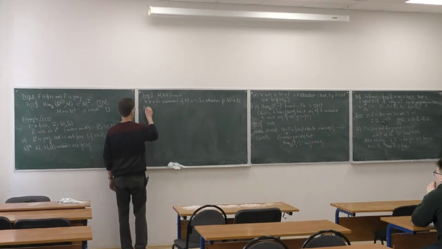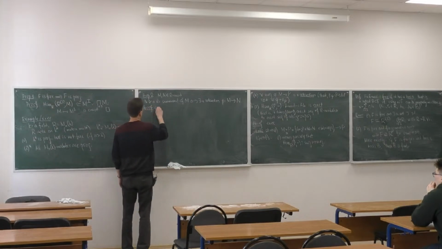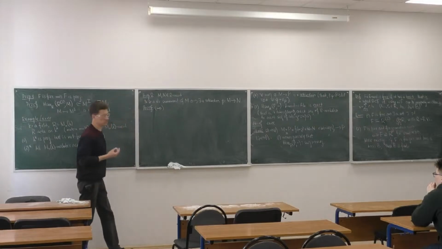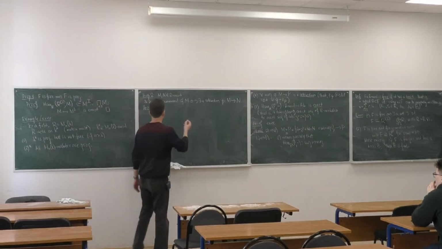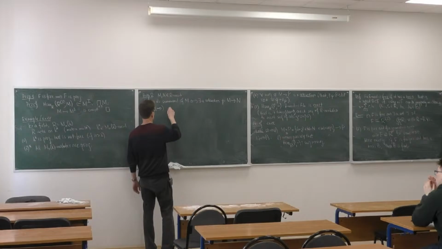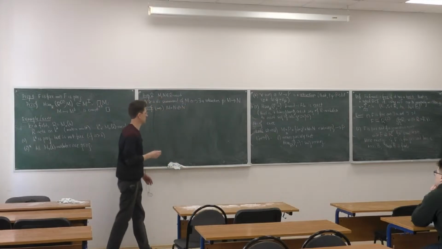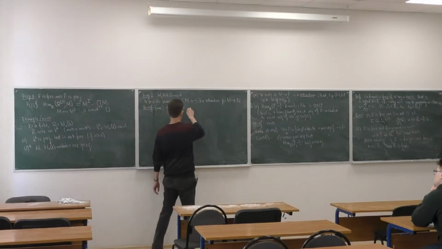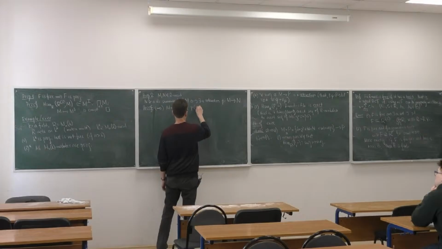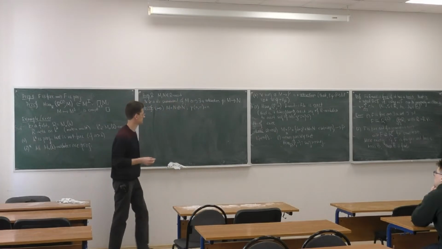Well, this is very easy. Indeed, if N is isomorphic to a direct summand of M, then we can just replace M by its isomorphic copy, and we may assume that M is just the direct sum of two modules, N and N prime. And it's very easy to construct a retraction. This is just the projection onto the first direct summand.